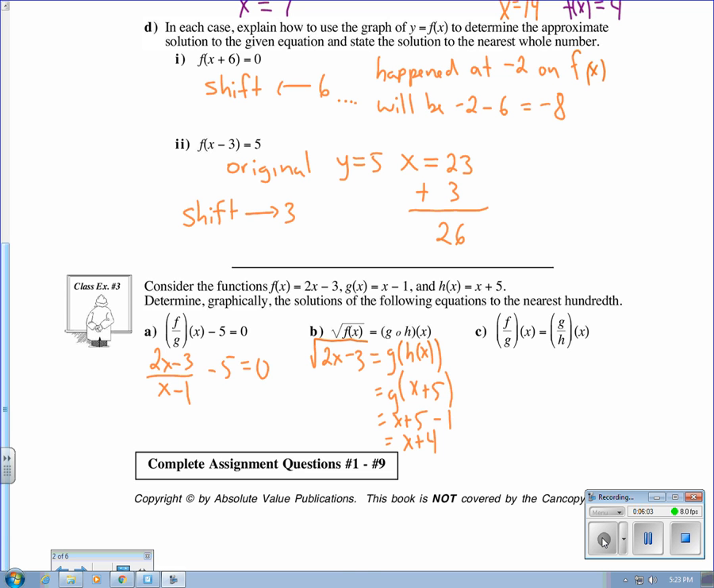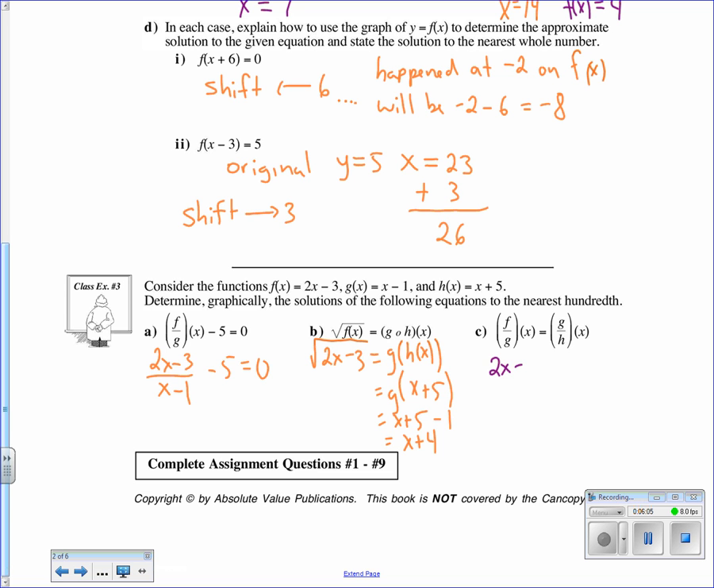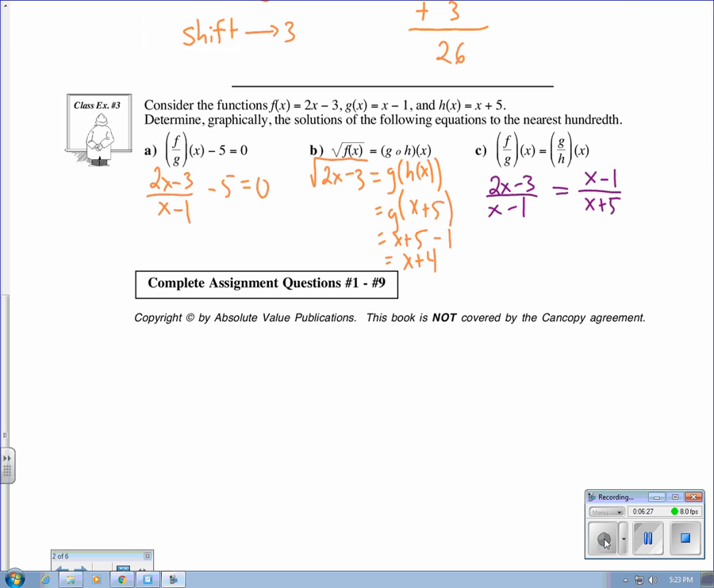F divided by g. So 2x minus 3 over x minus 1. And I want to look at how it's related to x minus 1 over x plus 5. So now we have a combination of rational and radical statements that I have to solve. I'll do a little bit of writing, but I'm going to make my paper longer. So I've increased the length of my paper.